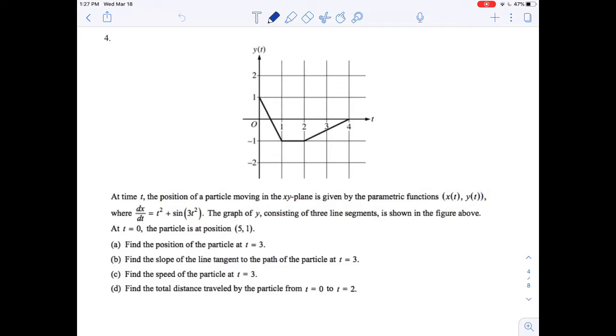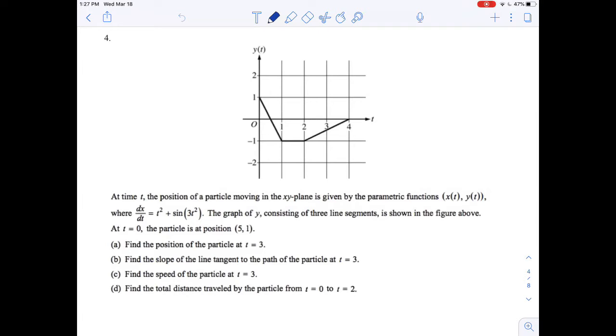Okay, so we're going to be continuing today with doing motion in terms of parametric equations. So obviously now it's not one directional motion. Something is moving with both a horizontal and a vertical motion. Okay, so let's take a look at what they give us here.